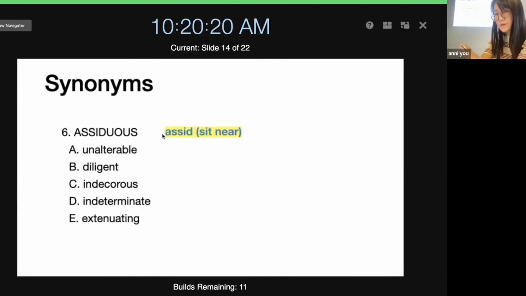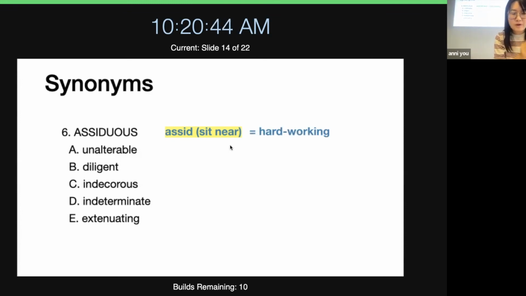Anyone? The root part is A-S-S-I-D, accede. That means to sit very close or near to somebody else. Think about assistant. An assistant usually sits very close to the boss, right? Because they need to take some notes or pick up the phone, right? So assist means sit near. And if you sit near to somebody, you have to work very hard. Think about the students who like to sit near the teacher because they want to take really careful notes.